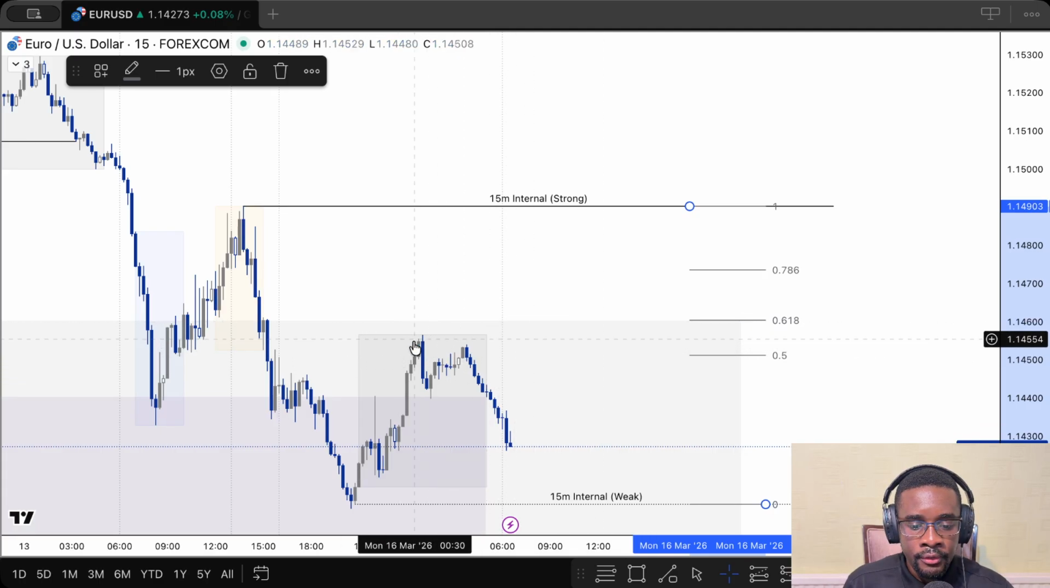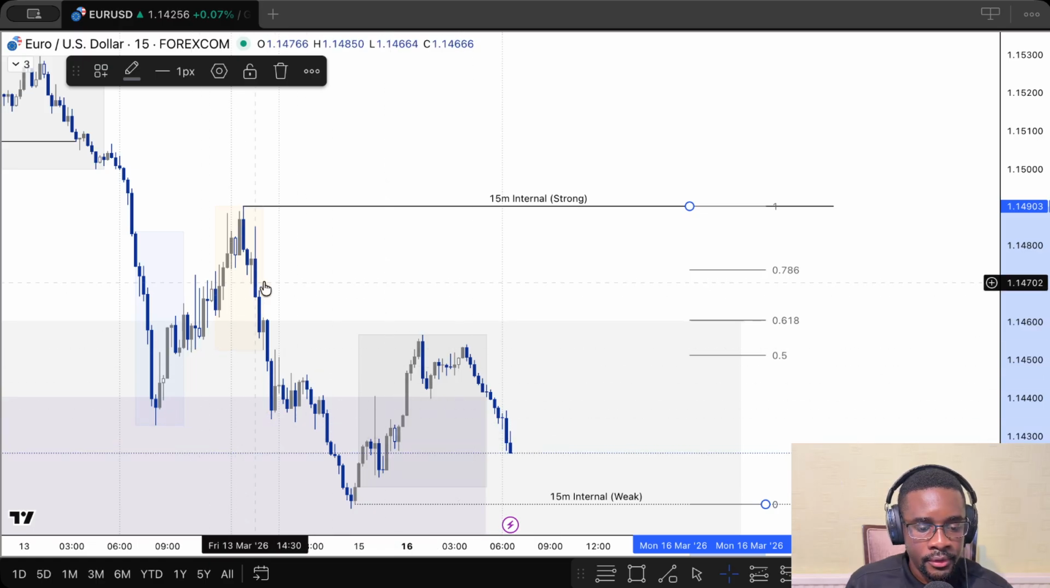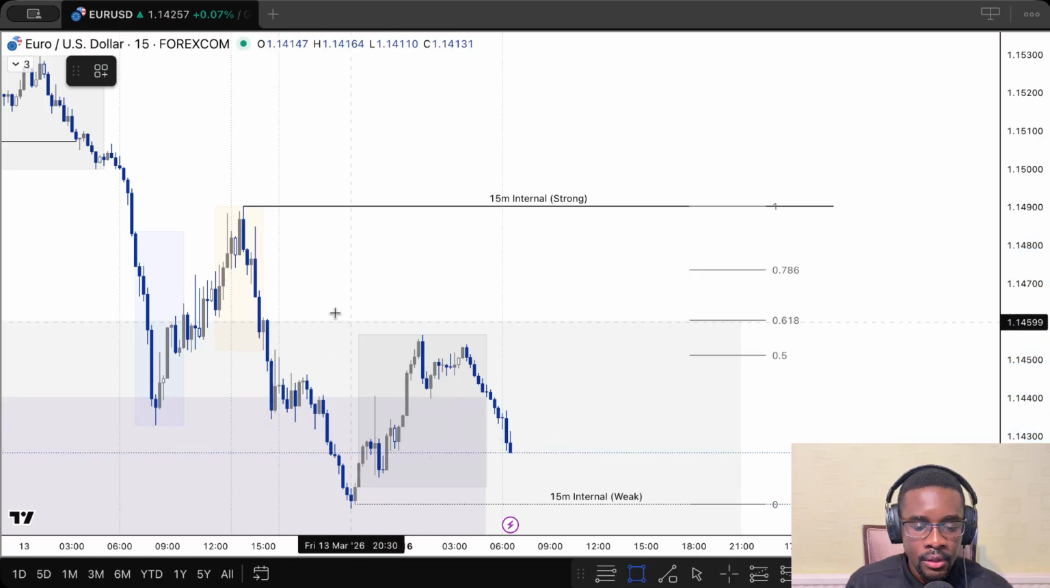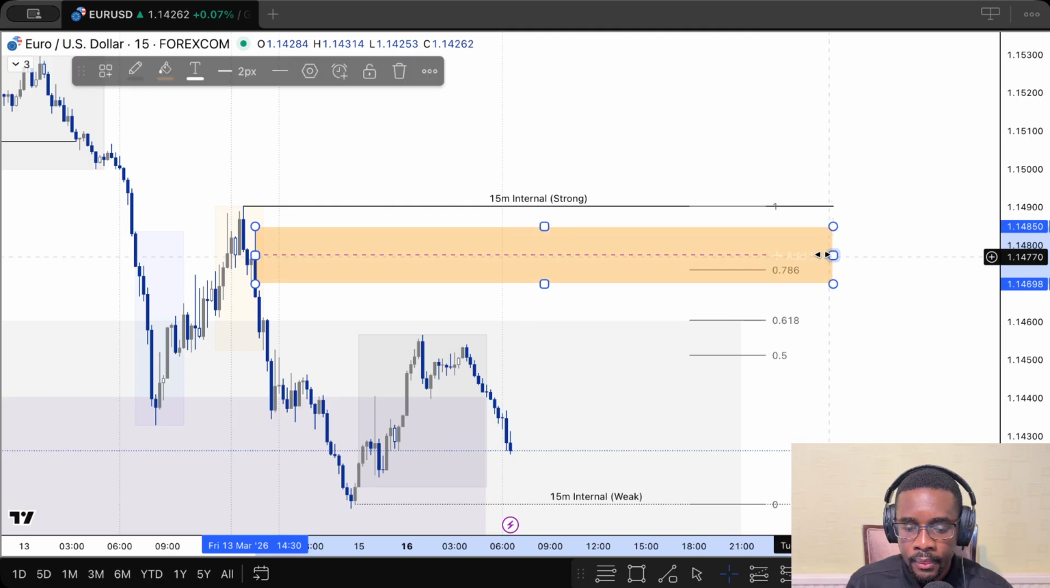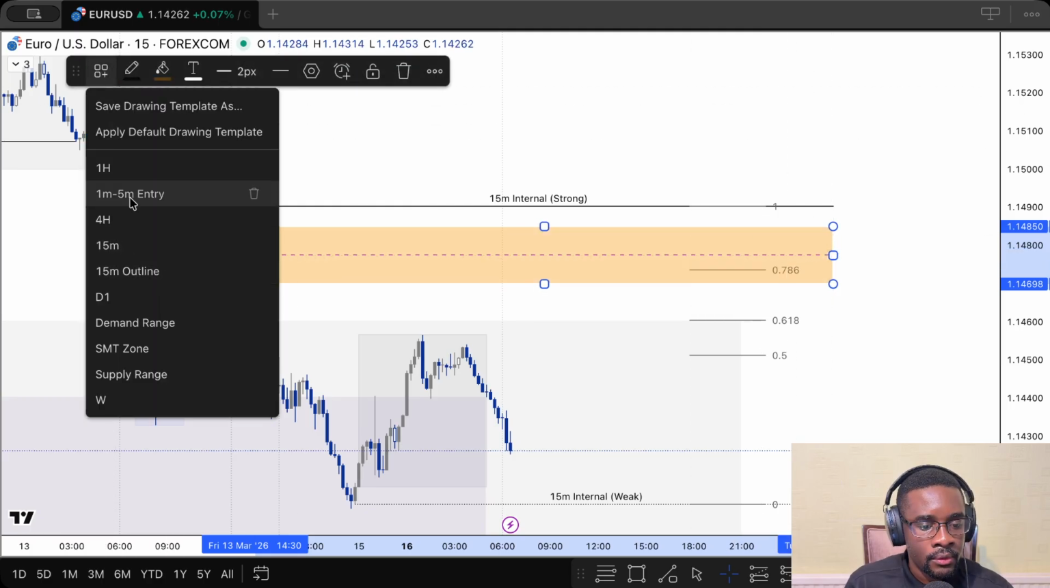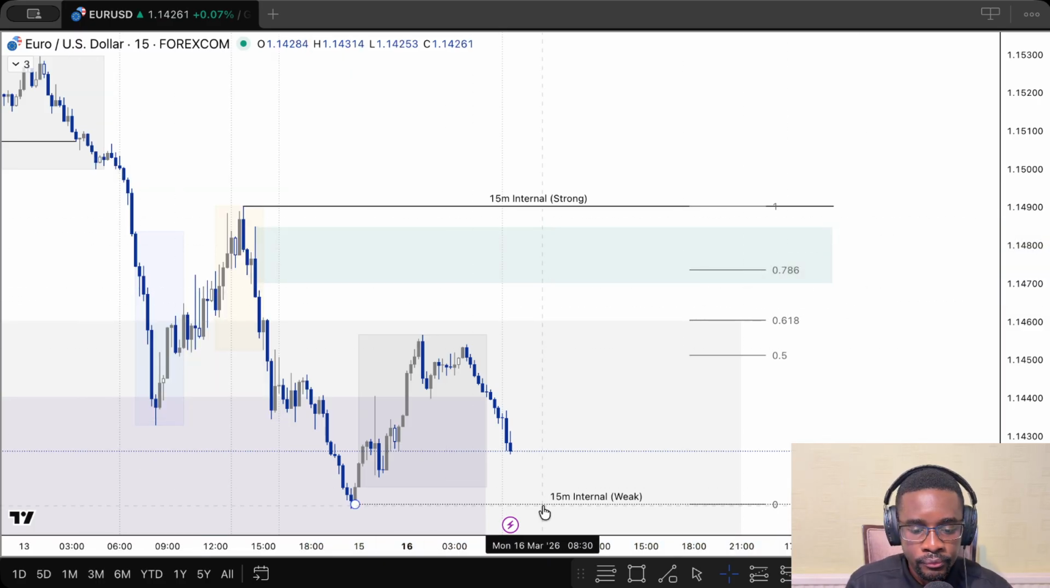So we did mitigate 50%, and then we still have these Asia highs. So usually I don't trust Asia highs. So this is my 15-minute supply, 15-minute zone.